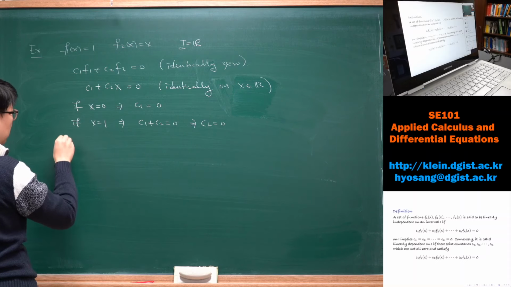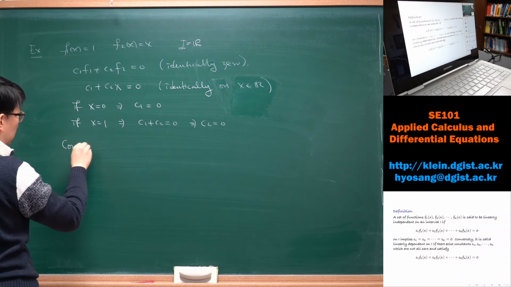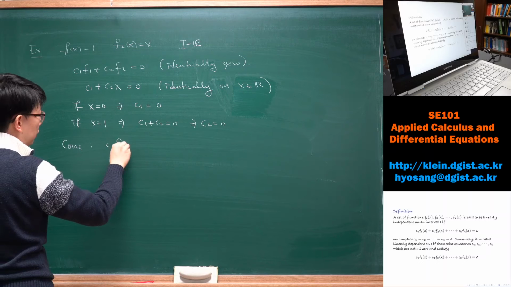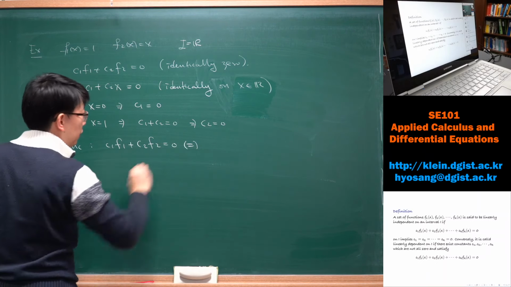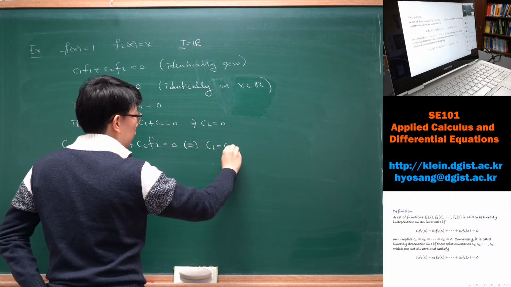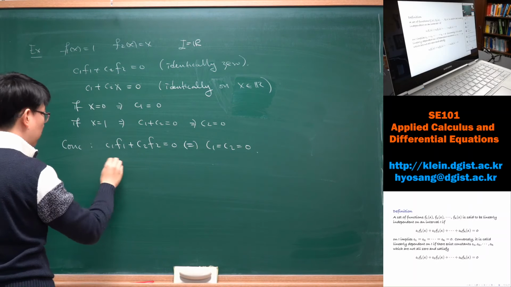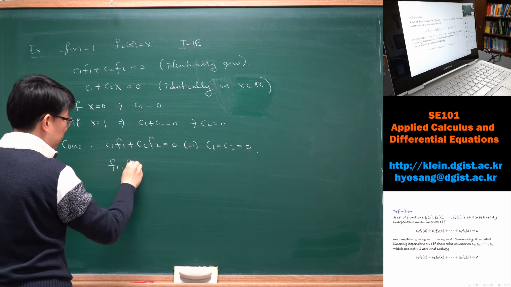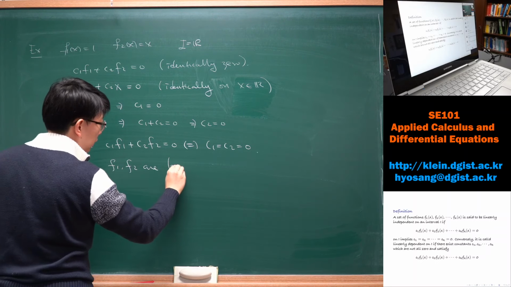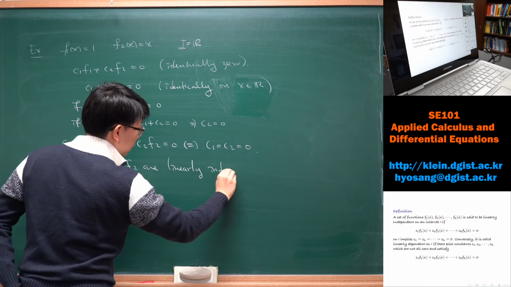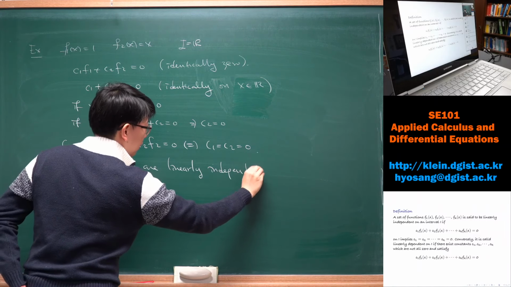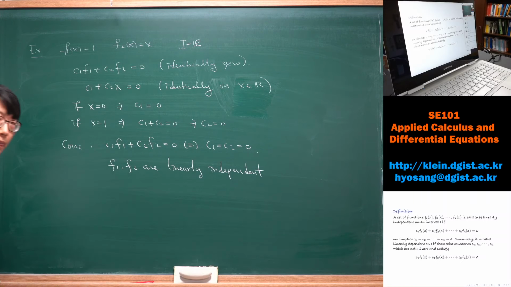So conclusion, c1 f1 plus c2 f2 is 0 if and only if c1, c2 are 0. Therefore, f1, f2 are linearly independent. They're independent functions.